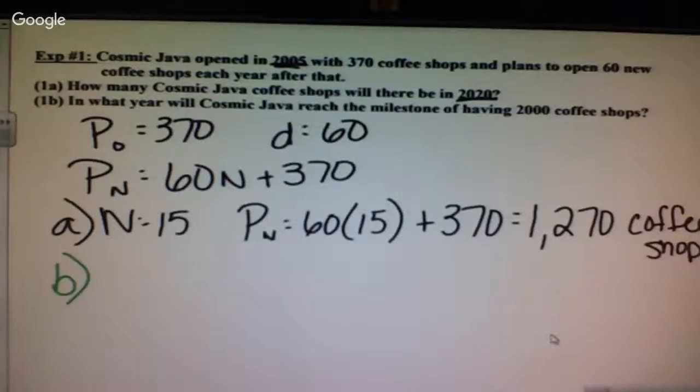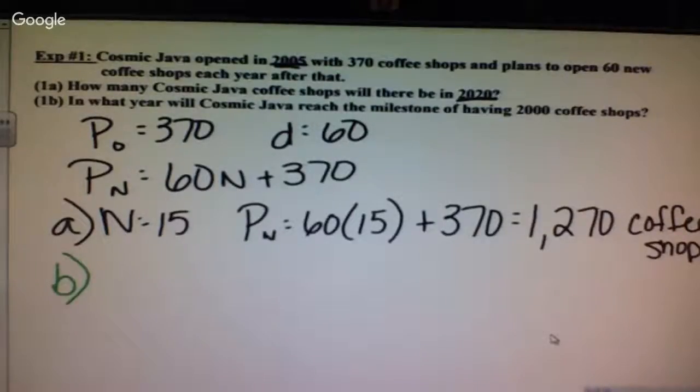They want to know, in what year will Cosmic Java reach the milestone of having 2,000 coffee shops? We're still going to use this formula, but now they tell you how many coffee shops. So put in 2,000. Where does 2,000 go? Remember, here we solve for P sub n, and that gave me coffee shops.